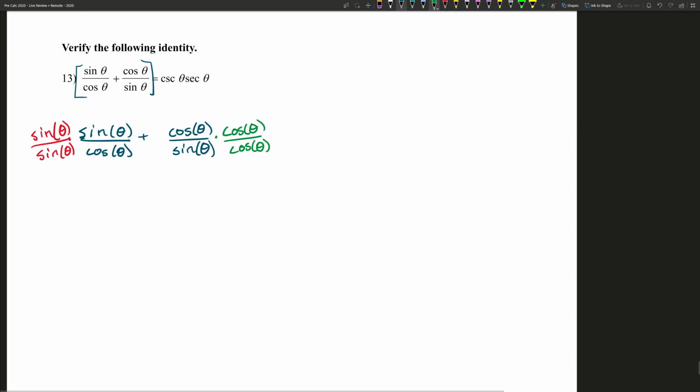And when we do this, we get sine squared plus cosine squared over sine cosine. Again, to think about adding fractions here. So if we get here, we're in really good shape. But just to finish it off, right, sine squared plus cosine squared is just 1. That's an identity. That's a Pythagorean identity. And then we have 1 over sine times cosine.